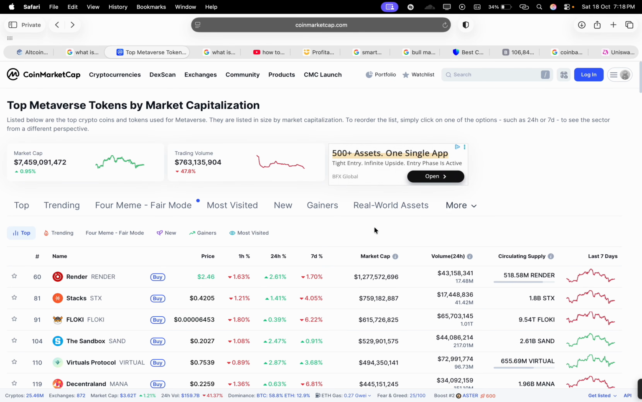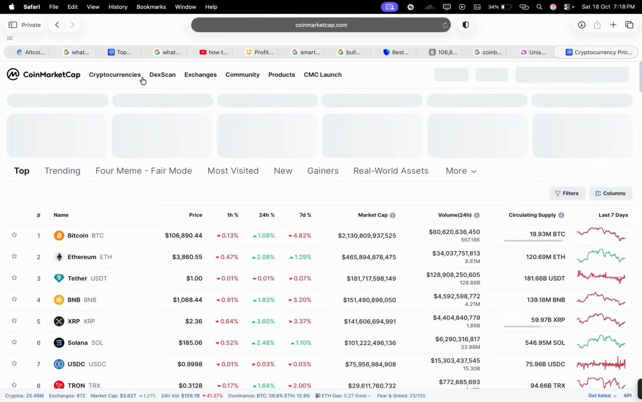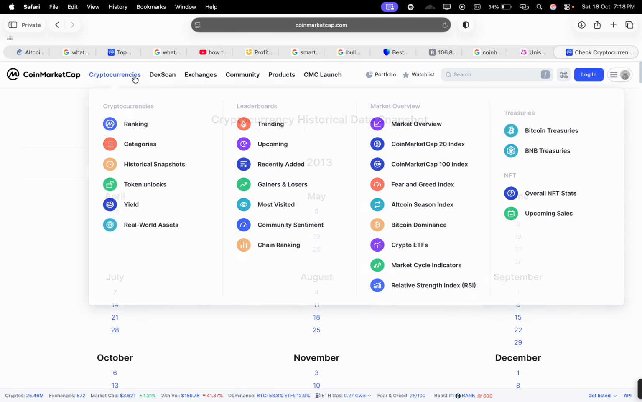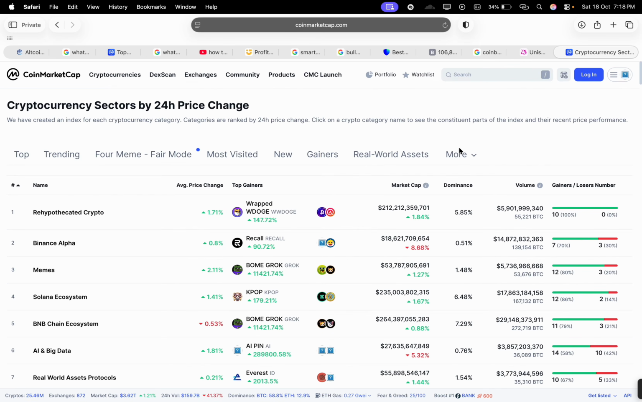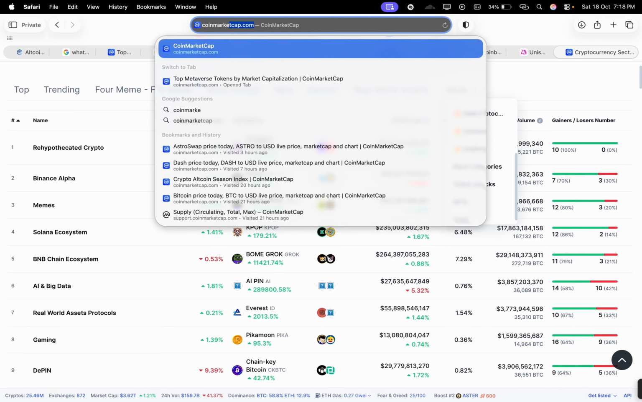Another very famous category is DeFi. If I search on CoinMarketCap, I'm unable to go to categories directly. If I go to categories, sorry, and go to the DeFi option, see, I'm unable to see it. Okay, so CoinMarketCap.